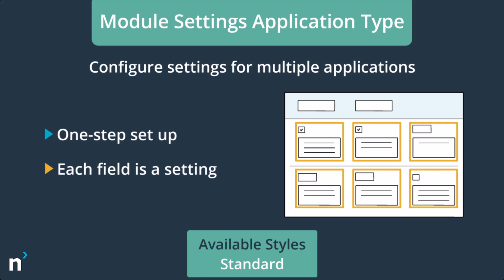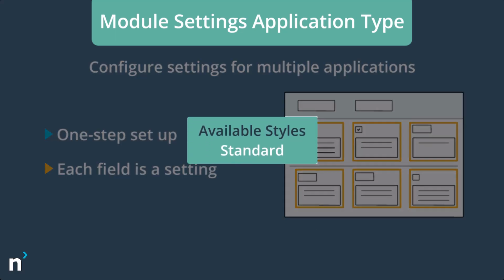For example, you could use a Module Settings application to change the start of the fiscal year for all related financial applications. This application is only available in the standard style, but you can customize the settings to apply at a global level, organizational level, or personal level during configuration.